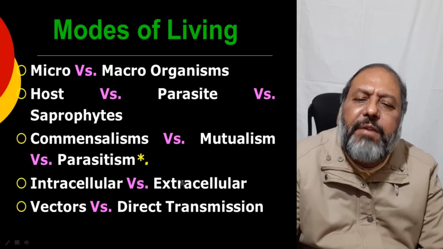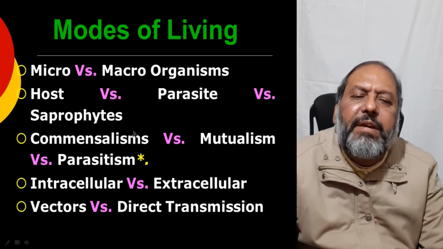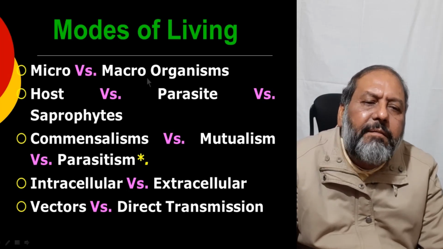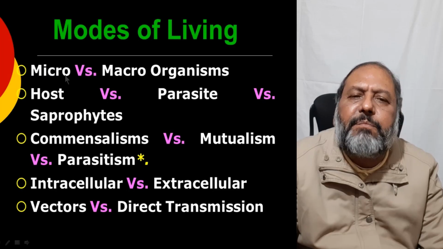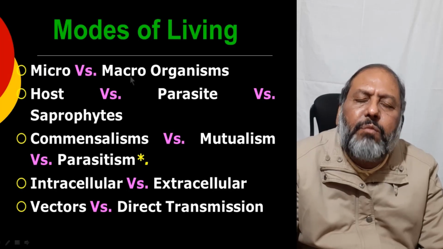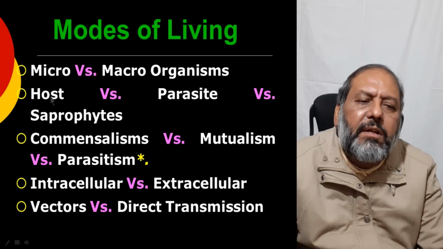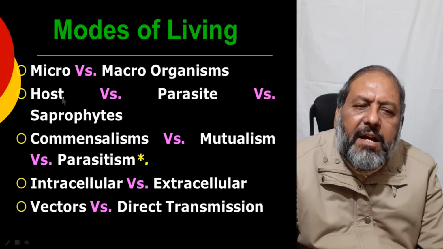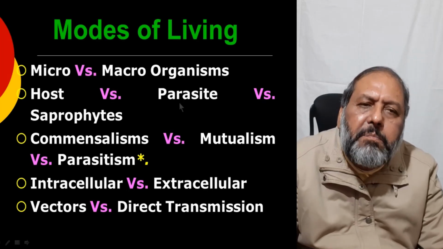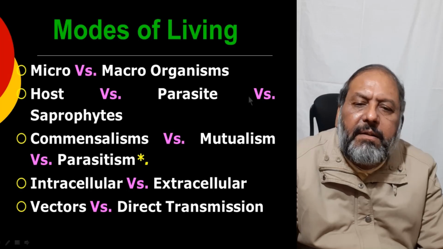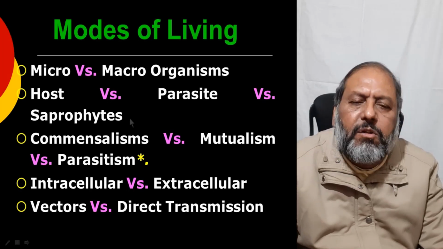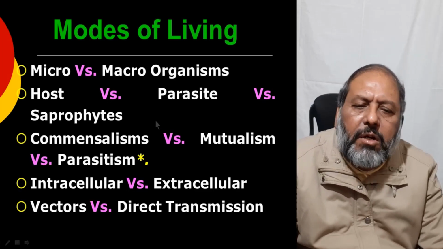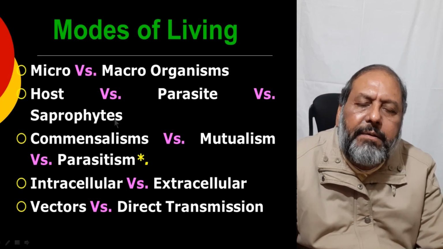Now the modes of living of the microbes are micro living and macro living, or one can say micro versus macroorganisms. Micro can be seen only with a microscope, macro can be seen with the naked eye. Host versus parasite versus saprophyte. The host accommodates the bacteria, the parasite is the bacteria which lives on another, and the saprophyte is the microorganism which lives on dead things like the environment and the soil. So that is called saprophyte.